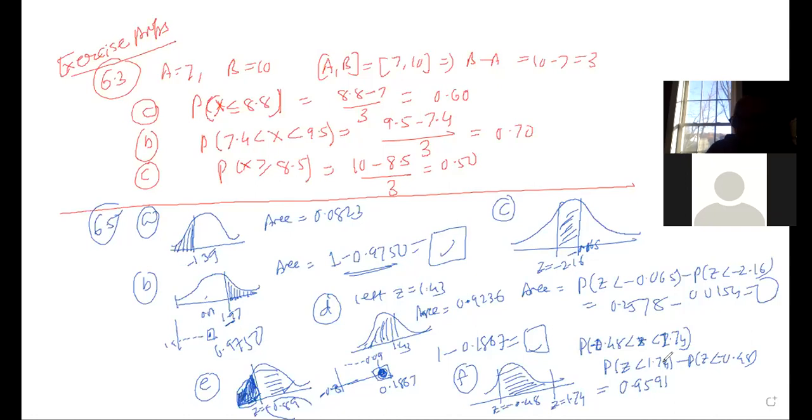And same way, you can find z negative 0.48. Negative 0.4, you're going to get over here, and somewhere over here, you're going to get 8. So the corresponding value is here, and that value is 0.3156. And whatever you're going to get, that's your answer. So that's how you can find this one.